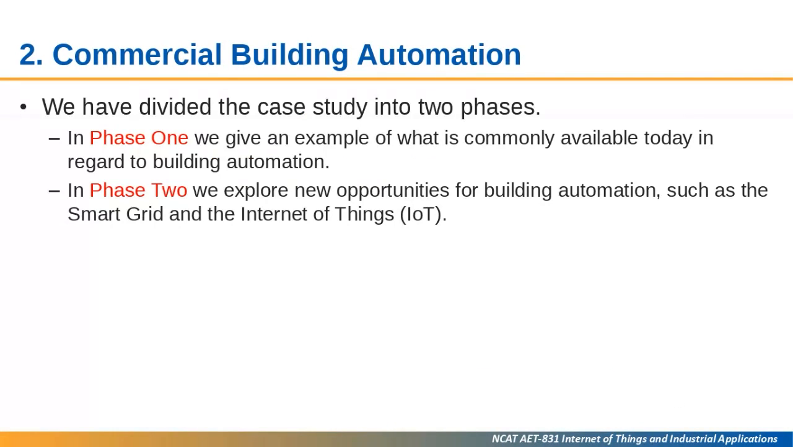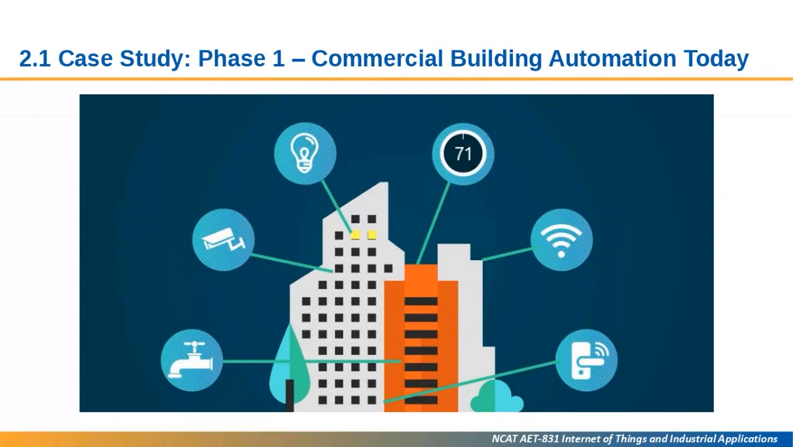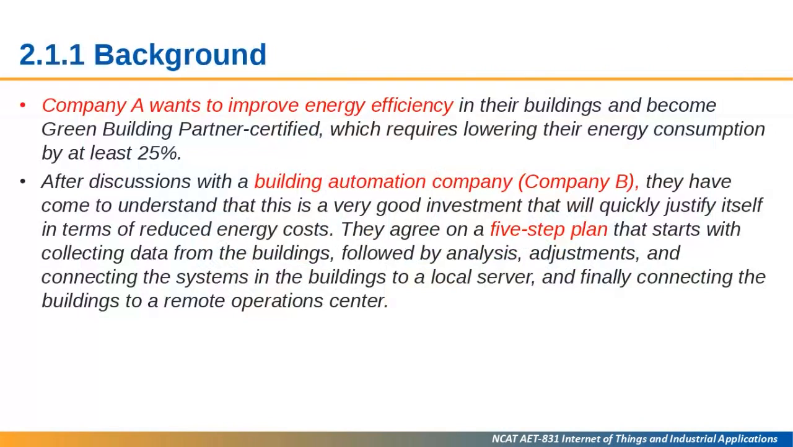In that case, we would like to show a case study consisting of two phases to illustrate how commercial building automation can be done. In phase one, we show what is done today in regard to building automation. In phase two, we show some new opportunities for building automation, such as the smart grid and the Internet of Things. Phase one, commercial building automation today.